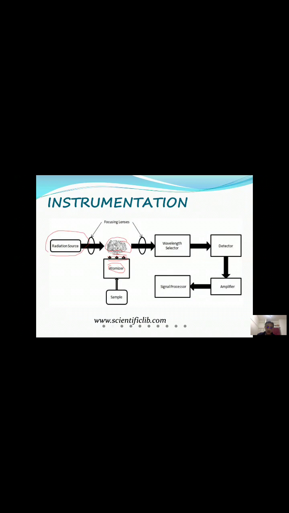Atoms are being formed over the flame, and the radiations are coming out and will get absorbed. These are the same radiations produced using the same element which you are going to analyze, and they will be absorbed here. Then there is the wave selector, detector, amplifier, signal processor and all that. These are the electronic devices by which you get the signals. So this is the whole simple way of understanding the instrumentation.